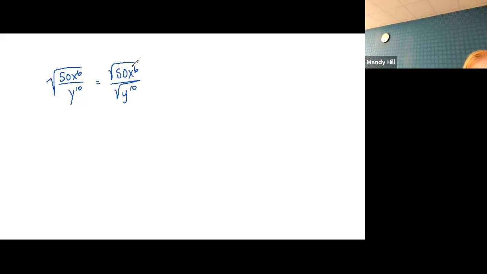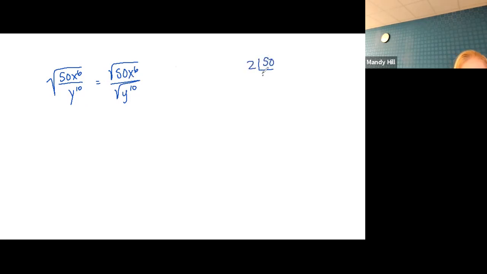Now, I'm noticing that both of these exponents are even, so they're all going to have a pair. 6 divided by 2 ends up being 3. 10 divided by 2 ends up being 5. So this should be an x to the 3rd and a y to the 5th. But I'm going to go ahead and stretch it out. Let's look at what 50 is real quick.